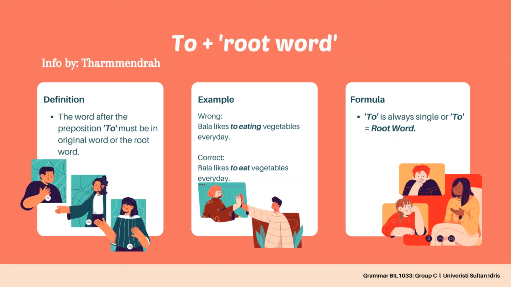So the correct sentence is, "Bala likes to eat vegetables every day." Here are some formulas that Tharmmendrah has prepared. To is always single, or to equals root word.